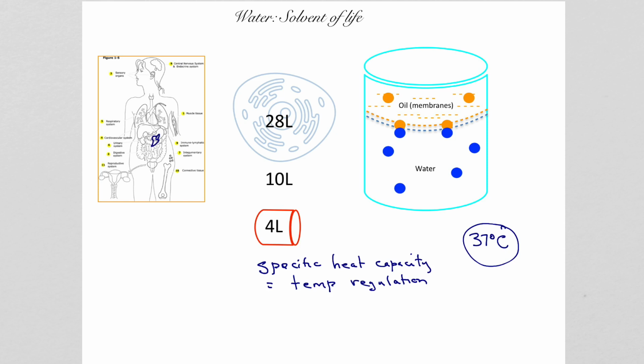If a lot of heat is produced here, the heat quickly can travel to different parts of the body and keep the whole body at close to 37 Celsius. That's due to the high specific heat capacity of water. So you can see water has so many properties that help us survive.